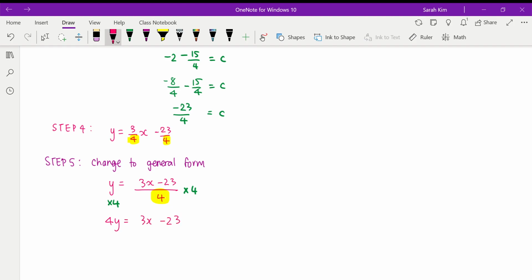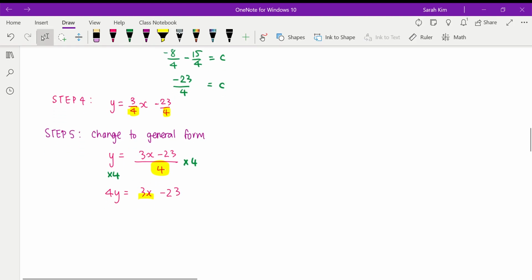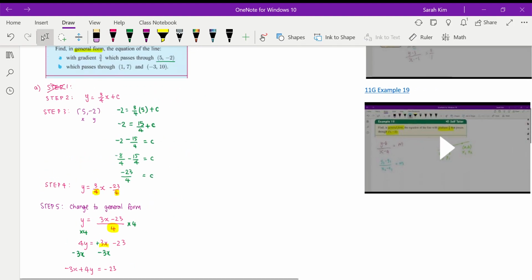Now I'm really close. I just have to basically move my x term. I need to move 3x, so there's obviously a positive 3x, so it's minus 3x on both sides. So I get minus 3x, because I think we write the x first, plus 4y equals minus 23. So that should be our answer in general form. So part A is done. Let's do part B.